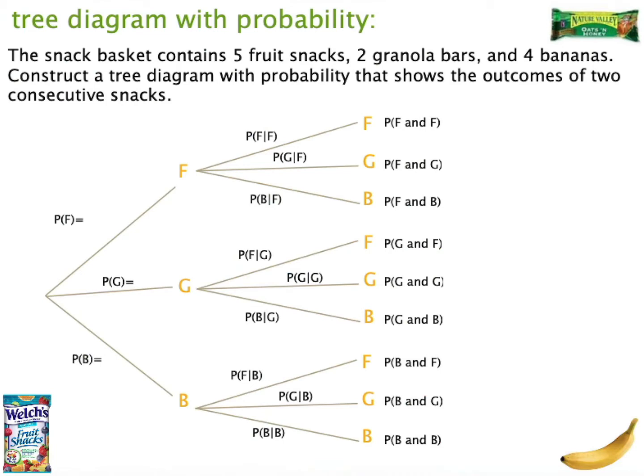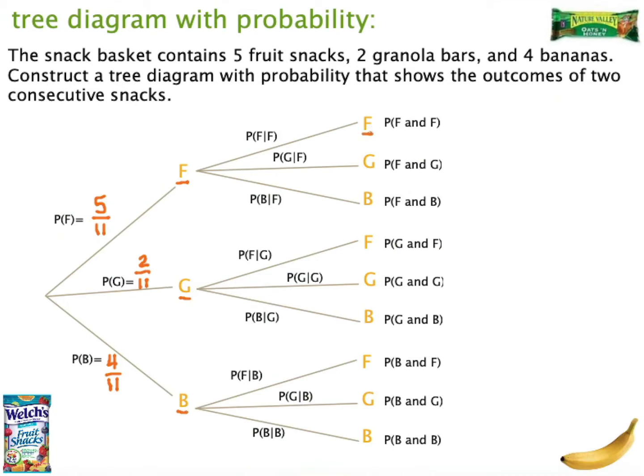Let me show you how we will figure out the probability of grabbing a snack and then another snack. Our snack basket has 5 fruit snacks, 2 granola bars, and 4 bananas. And so the probability of grabbing a fruit snack, how many snacks are there? 11 snacks. And 5 are fruit snacks. 2 are granola bars. And 4 are bananas. So that gives us our probability for grabbing our first snack.